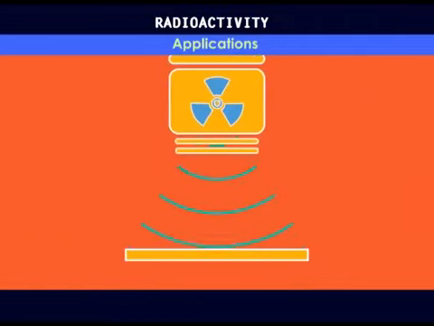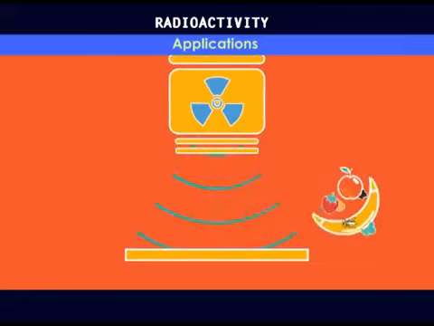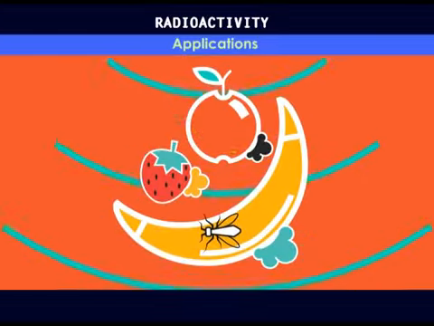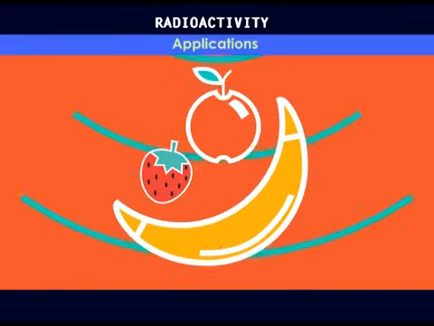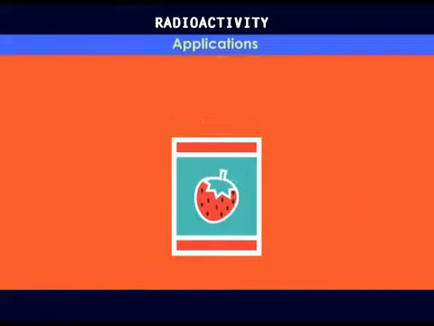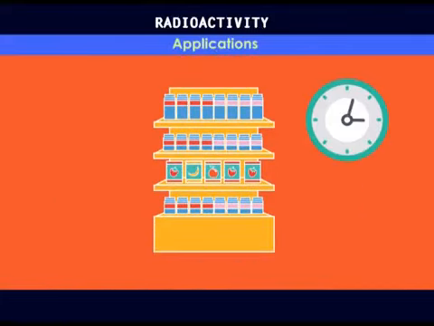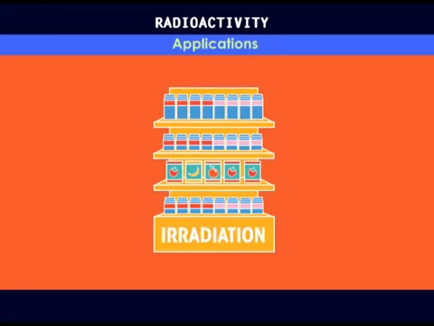Fourthly, use of radiations in sterilization. Gamma radiations are used to sterilize hospital equipment and are also used to kill bacteria, mold, and insects from food before the food is packaged. This increases the shelf life of the food. The food is safe to eat and doesn't become radioactive itself, as it is irradiation rather than contamination.